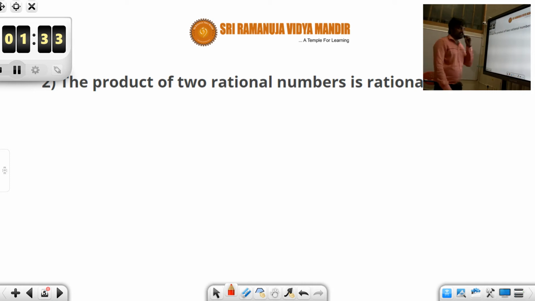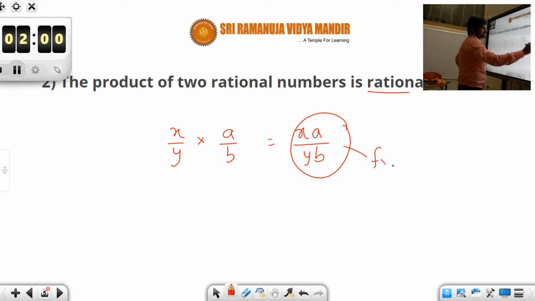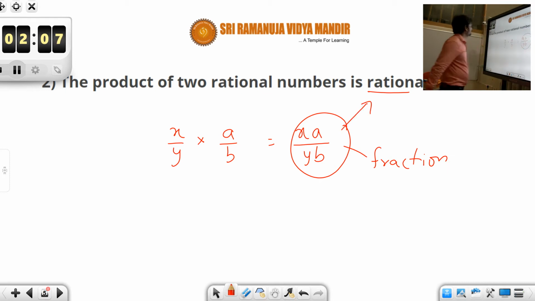The product of two rational numbers is rational again. Why is it so? Again, consider two rational numbers. Say one is x by y and other is, say, a by b. What would be the product? How to do product of two fractions? It is simply the product of the numerators divided by the product of the denominators. This is again a fraction. Fraction means it is a ratio of two integers. So this is again a rational number.